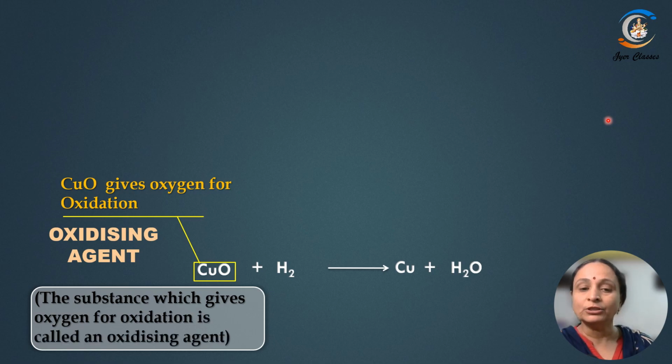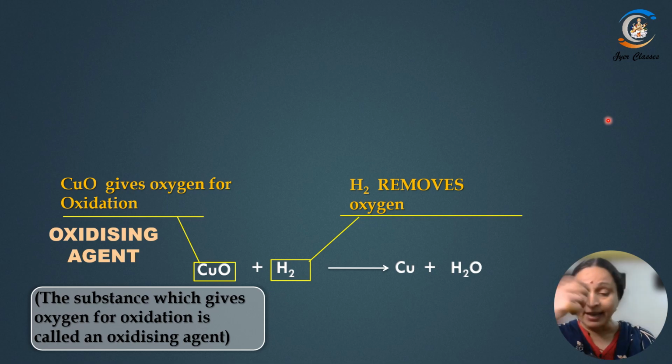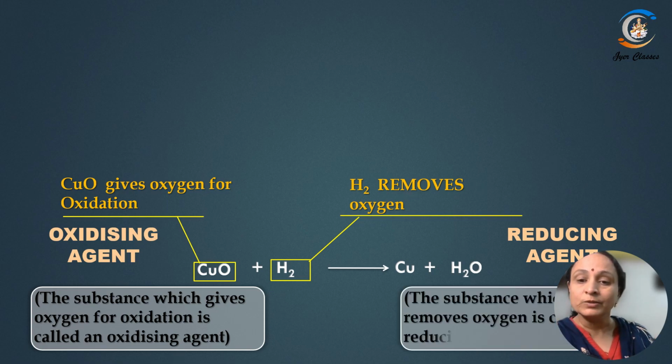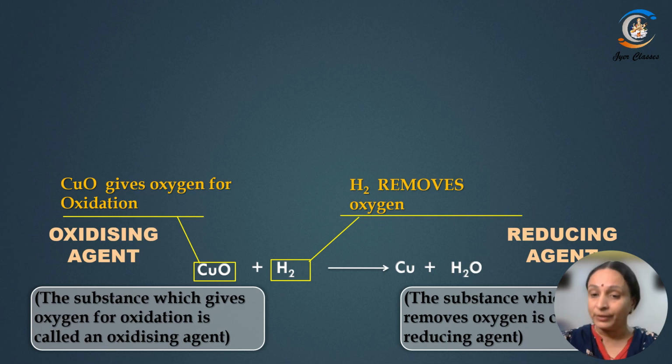And what about the definition? The definition says that the substance which gives oxygen for oxidation is called the oxidizing agent. Now what about hydrogen? The hydrogen is one which removes oxygen, which takes oxygen from somebody else. So you can see here the hydrogen is removing oxygen from copper oxide. So this is called the reducing agent. Right? The substance which removes oxygen from the other substance is called the reducing agent.